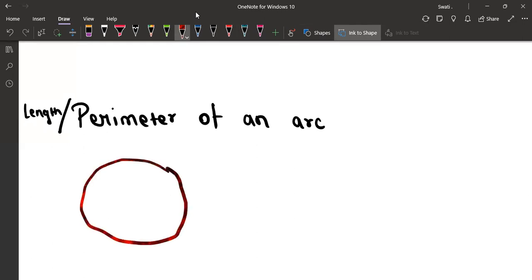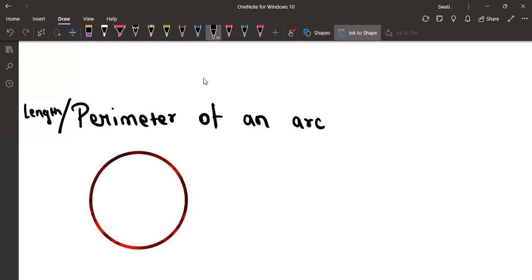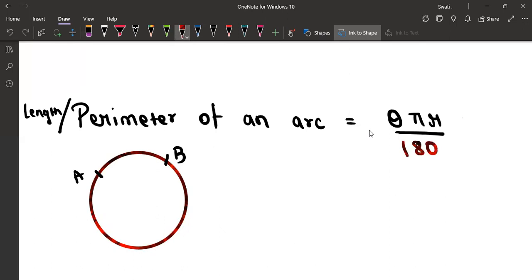So first, we have a circle. We have to find the perimeter of an arc, right? So imagine the arc AB. The perimeter of this arc will be given by the formula theta into pi r over 180. This is the formula to find the perimeter of an arc.